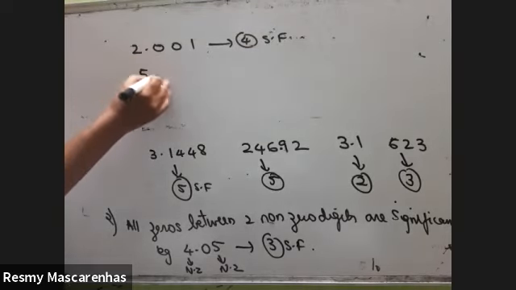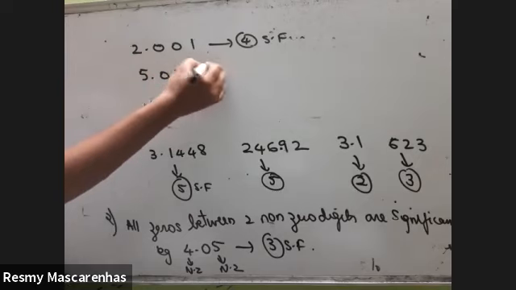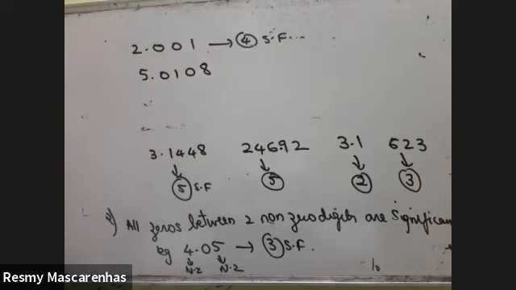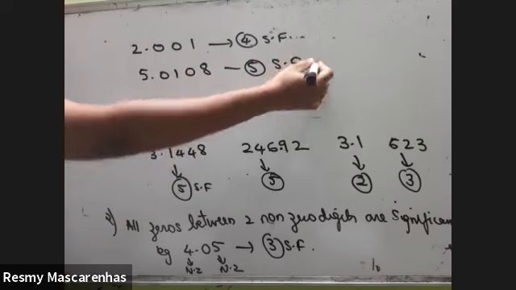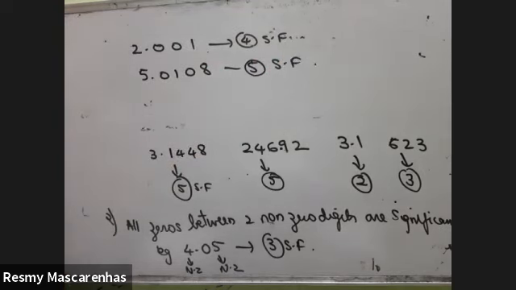And here, 5. Yes, 5, because again they are surrounded by non-zero digits. Even this one is surrounded, and this one. 5 significant figures. So this is the second rule. Rule 3.